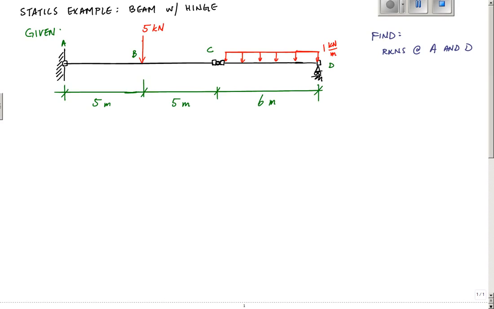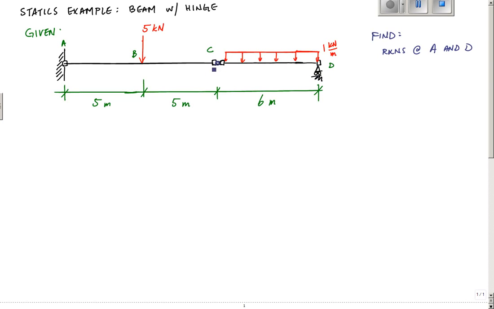So in this problem here, I've got a beam that's fixed at point A right here. It's got a concentrated load at B, and then it's got this hinge here. This hinge, the little round ball right there, is a hinge at C, and then this roller support at D.